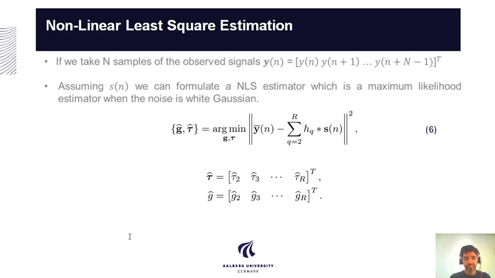If we take n samples of our observed signals and we also know the model of our source signal, then we can formulate a nonlinear least square estimator as shown in equation 6. This nonlinear least square estimator will be equal to a maximum likelihood estimator when the noise is white Gaussian. So by minimizing the cost function, as you see, we can calculate the gain or the attenuation and the delay associated to the reflection order.